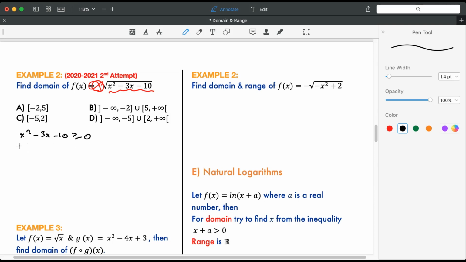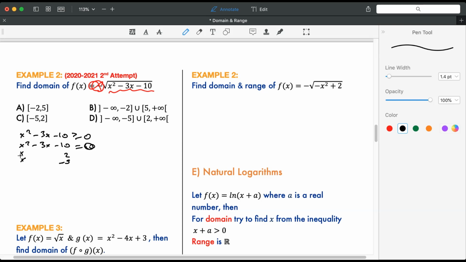Since it's quadratic, we need to find the roots by equalizing it to 0 first. To solve quadratics with 3 terms, we just need to use factorization. There is no other way, or either factorization or the quadratic formula. I think factorization is easier here. x squared is x and x. 10 is 2 times 5. One of the numbers will take negative since that's negative. The middle term is negative, so the bigger number will take the negative sign.